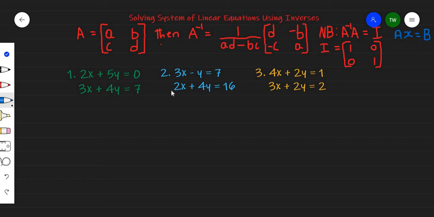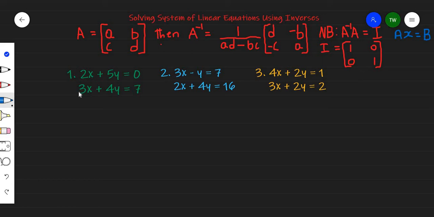So here I have 3 examples, and I'm going to work example 1 first. So example 1, we have 2x plus 5y equals 0, and 3x plus 4y equals 7. So the first thing I would need to do is to write these equations in the form AX equal B. How do you do that?